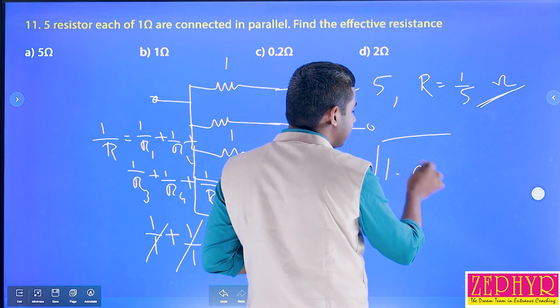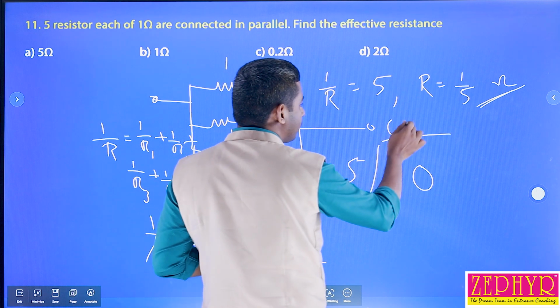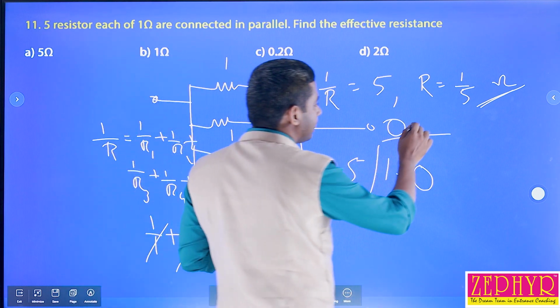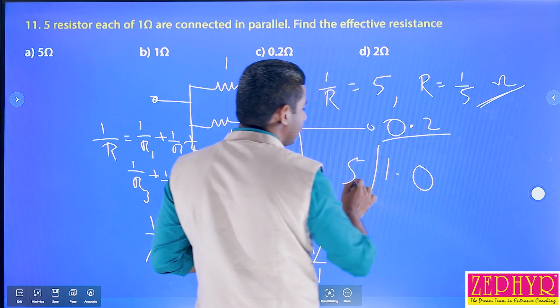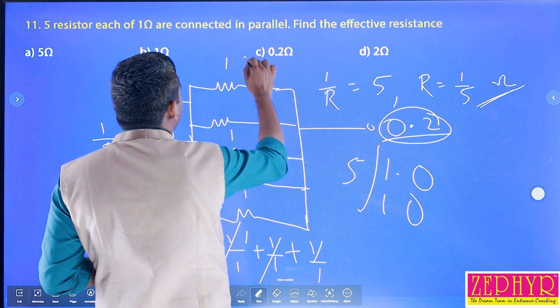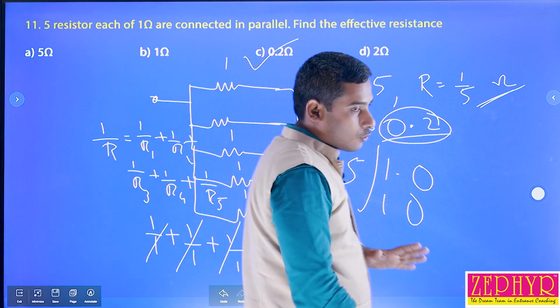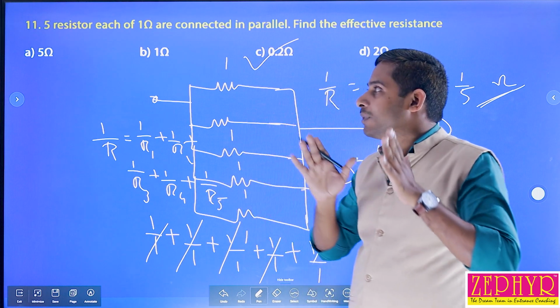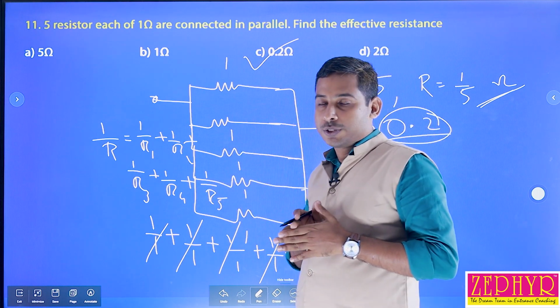You have to take 10, then put 0 here. In 10, how many 5s do we have? That is nothing but 2. So, 2 fives are 10. So, the answer is 0.2, option number C. So, right now we got the answer of question number 11 also.